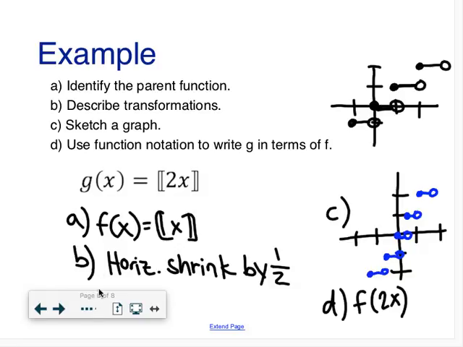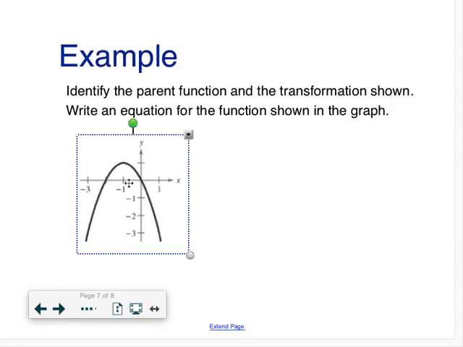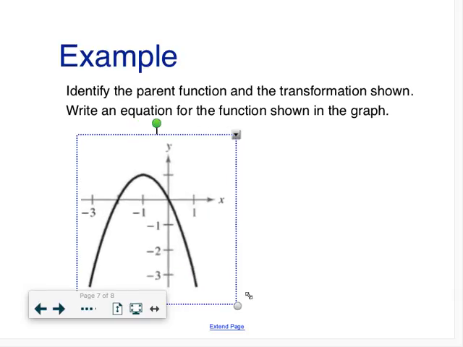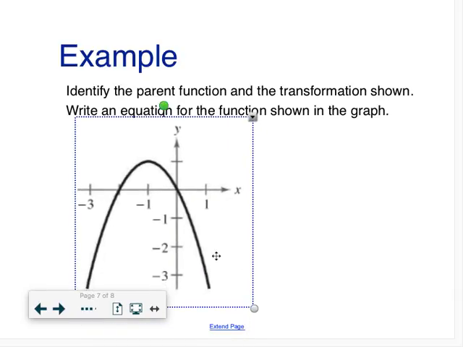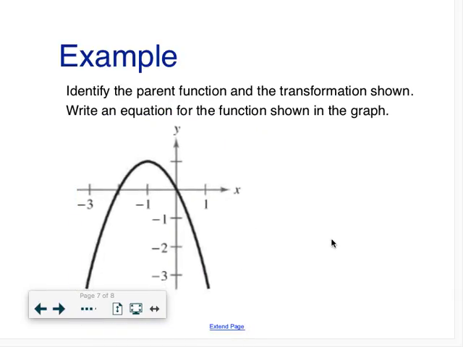Okay, last thing, I'm going to let you work this one out with your group members, and we'll put our answer up here in just a moment and see if we agree. Can you do 3 things for me? Identify the parent function, talk about its transformations, write the equation. Talk to your group members, see if you agree with this.